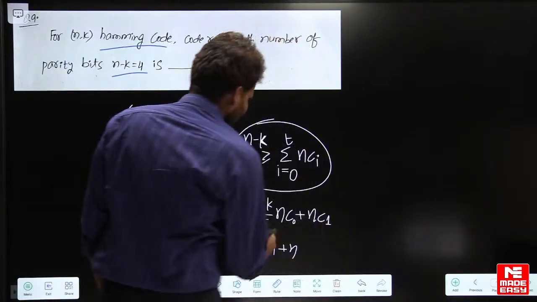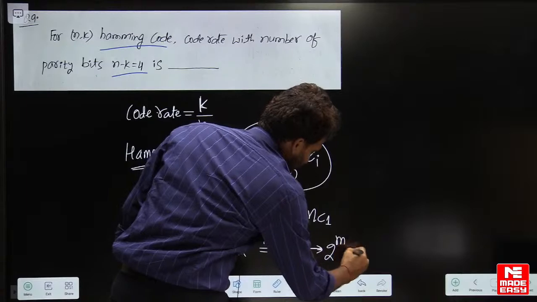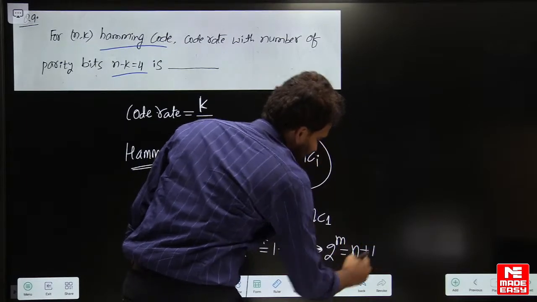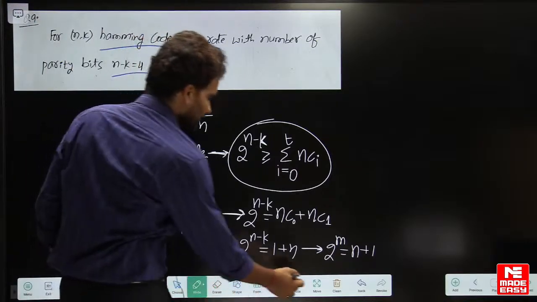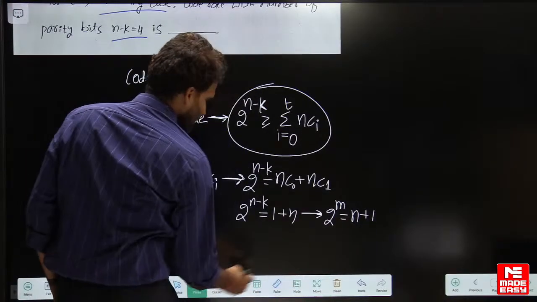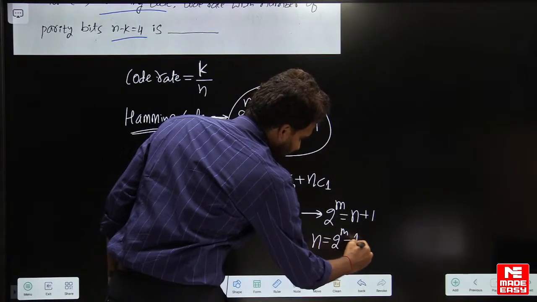So n minus k I'm denoting with m here. So 2 power m is equal to n plus 1. The number of parity bits n minus k is denoted with m. So for a Hamming code, n is equal to 2 power m minus 1.